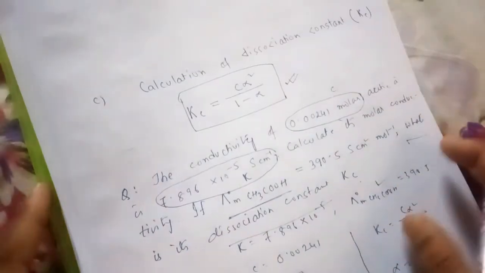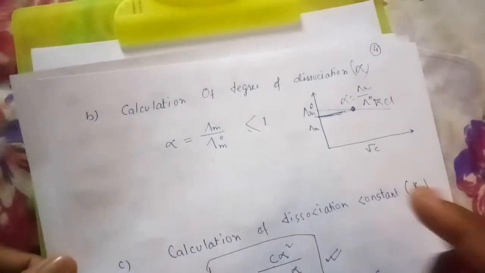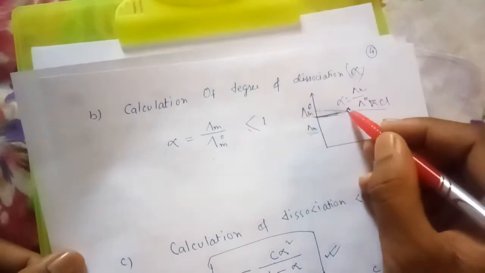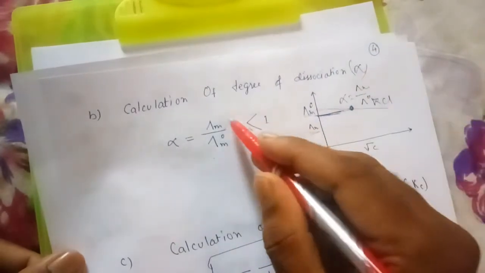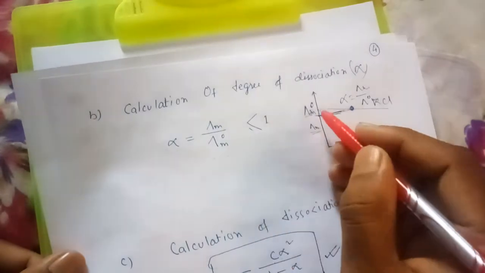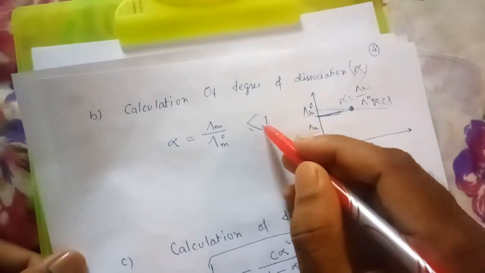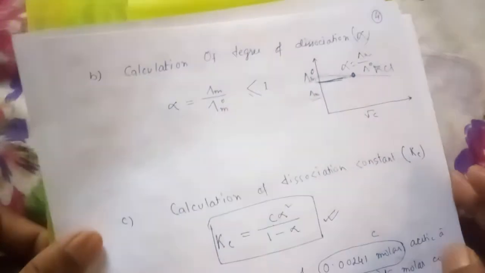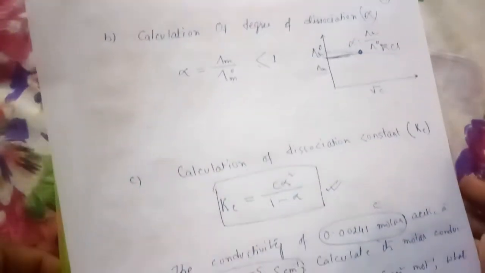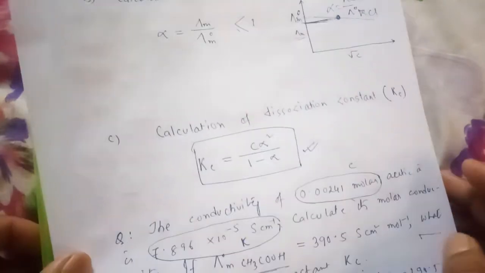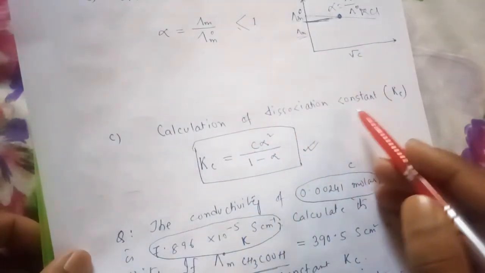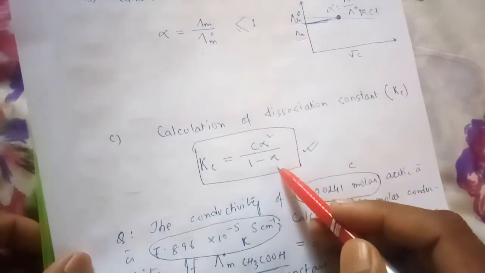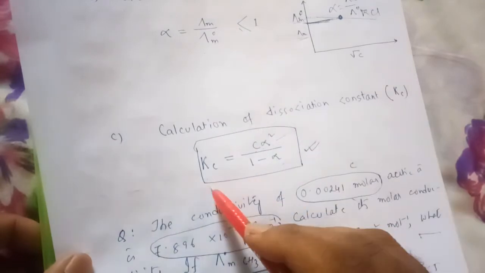Next, calculation of degree of dissociation alpha. So this is your lambda m, this is lambda m naught. At any point alpha will be the ratio of lambda m by lambda m naught. At this point these two become equal, then alpha becomes 1, or otherwise alpha is always less than 1. In most cases, in 100% cases, alpha is less than 1. Now next one, calculation of dissociation constant Kc. Kc will be C alpha square by 1 minus alpha. So if you put the value of alpha, you will get the Kc.